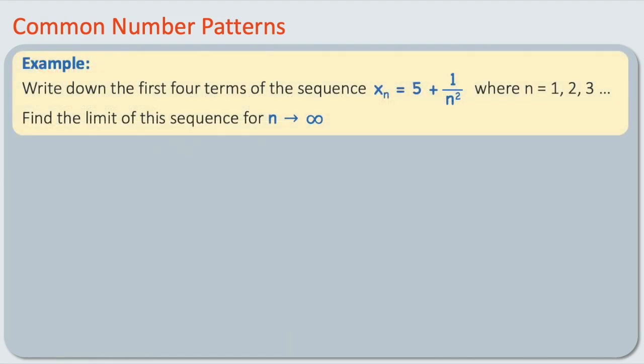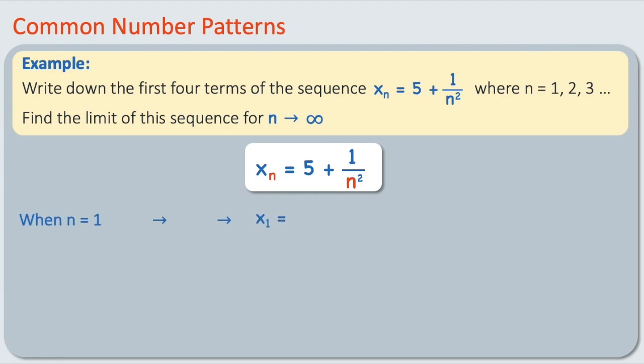Example. Write down the first 4 terms of the arithmetic sequence 5 plus 1 over n squared, where n is equal to 1, 2, 3, and so on. Also, find the limit of the sequence when n approaches infinity. Let's do this. Consider the expression 5 plus 1 over n squared. Let's put in the values for n.